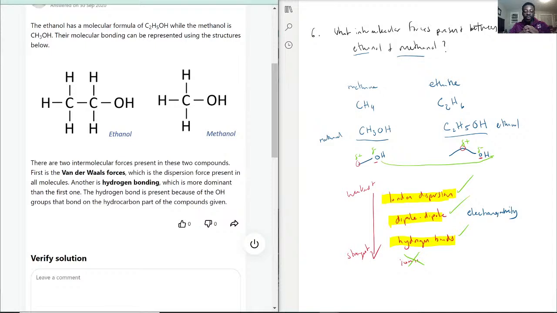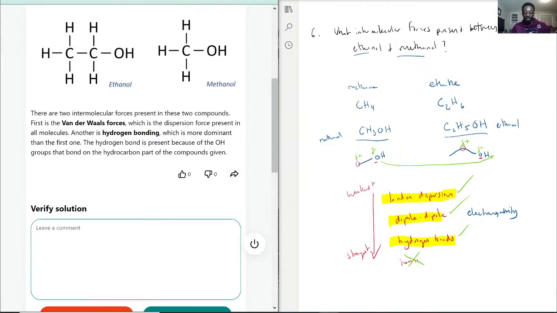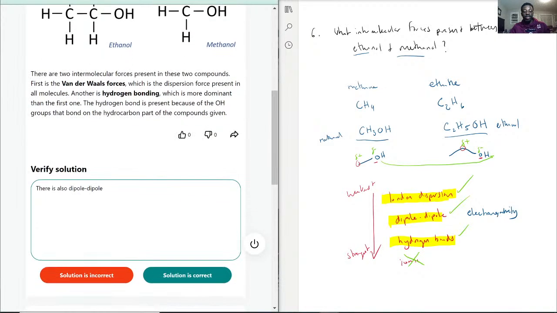And unfortunately did not mention there is also dipole, and it's important to make the distinction, because for questions like these, typically if you miss one part, you still miss the whole question, because dipole still plays a very important role in terms of the orientation of the methanol and ethanol in the solution as well.